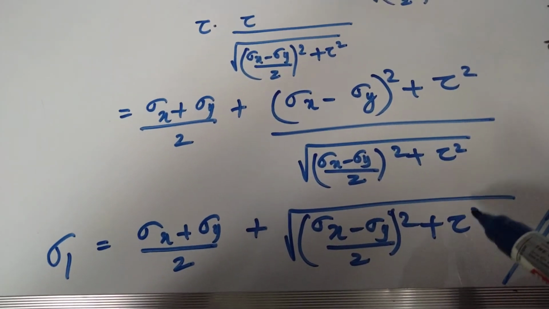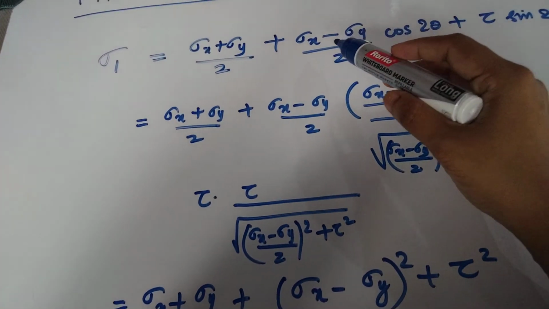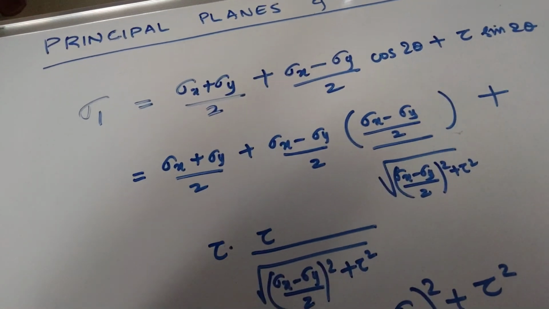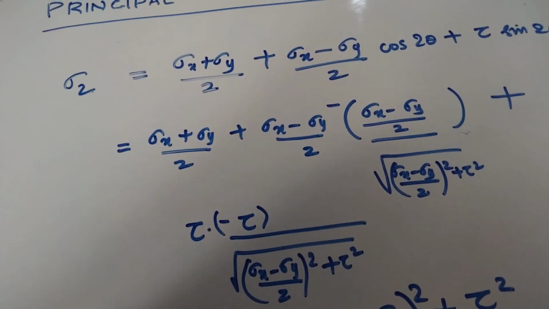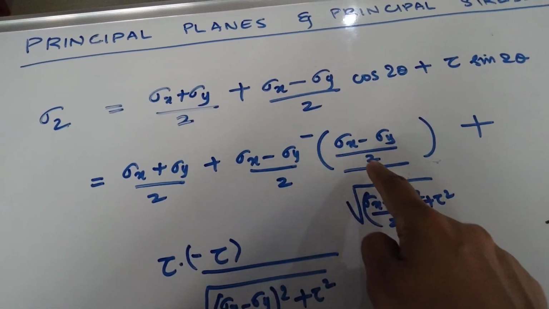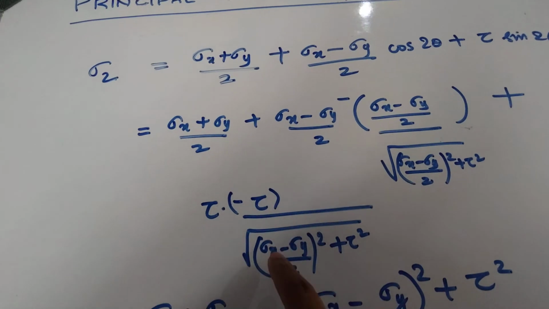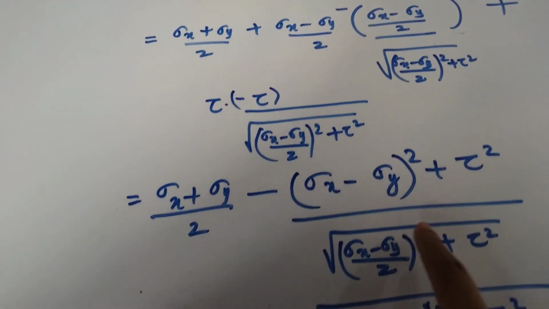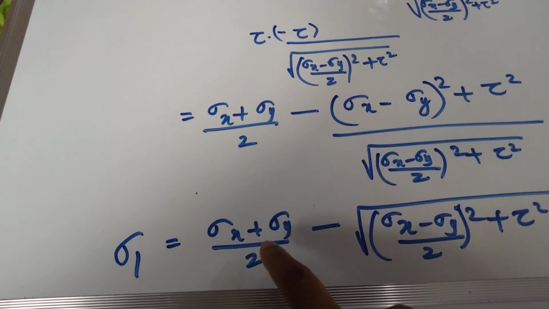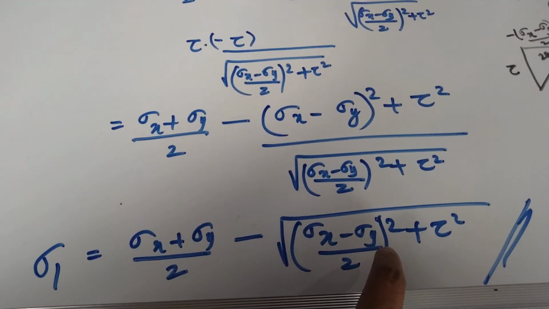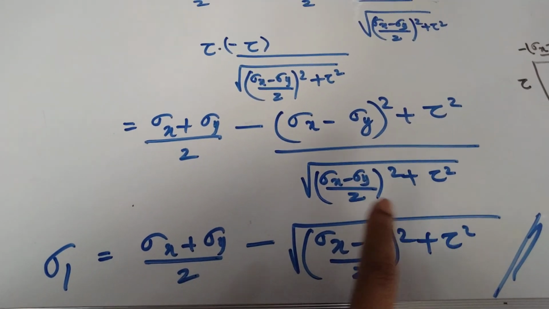Now substitute the negative values of cos 2 theta and sin 2 theta to get sigma 2. That is, cos 2 theta is minus and sin 2 theta is minus tau by the root. Taking the minus sign outside, we get the expression as (sigma x plus sigma y)/2 minus root of ((sigma x minus sigma y)/2) whole squared plus tau squared.